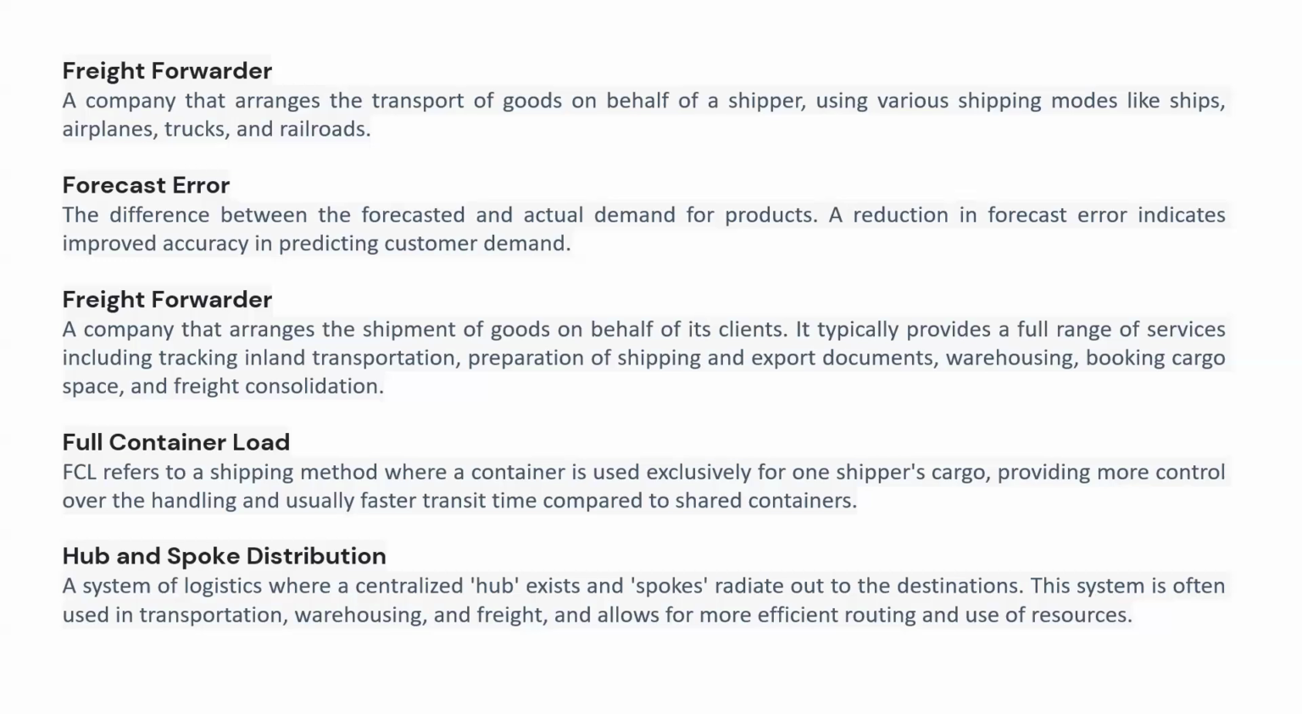Forecast error is the difference between the forecasted and actual demand for products. The forecast result has to be somewhat accurate, approximate, so that everything goes in a smooth way and the company can make some profit. So if there is a forecast error, what happens? Sometimes it will be a great loss for the company. So as long as there is a reduction in forecast error, it indicates improved accuracy in predicting customers' demand.